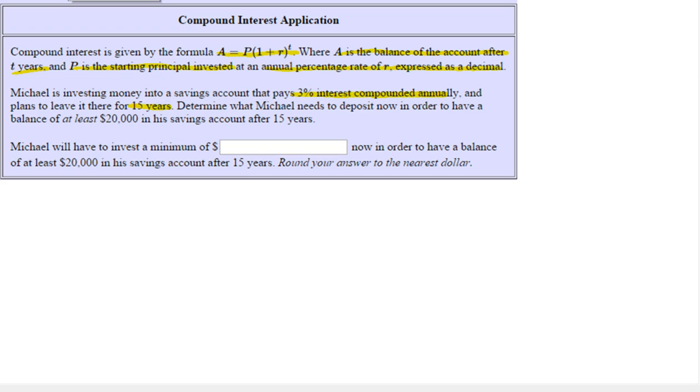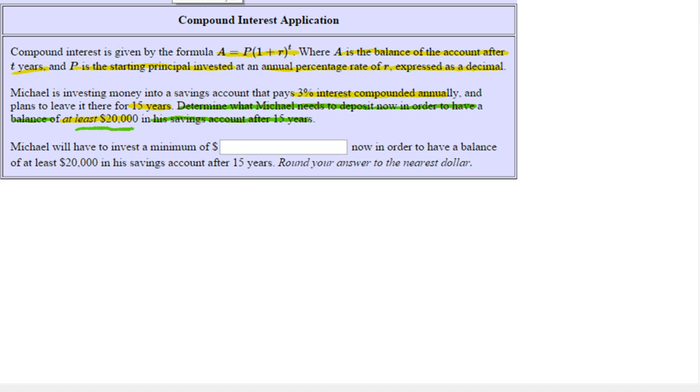I'm going to switch to green because I could see the question is coming up because it says determine. Determine what Michael needs to deposit now in order to have a balance of, I'm going to underline this, at least $20,000 in his savings account after 15 years. So notice they were asking us to find what he needs to deposit now, but they also slipped in some more given information that they hadn't given us up here, at least $20,000. And that's going to represent the capital A, the balance of the account after 2 years.